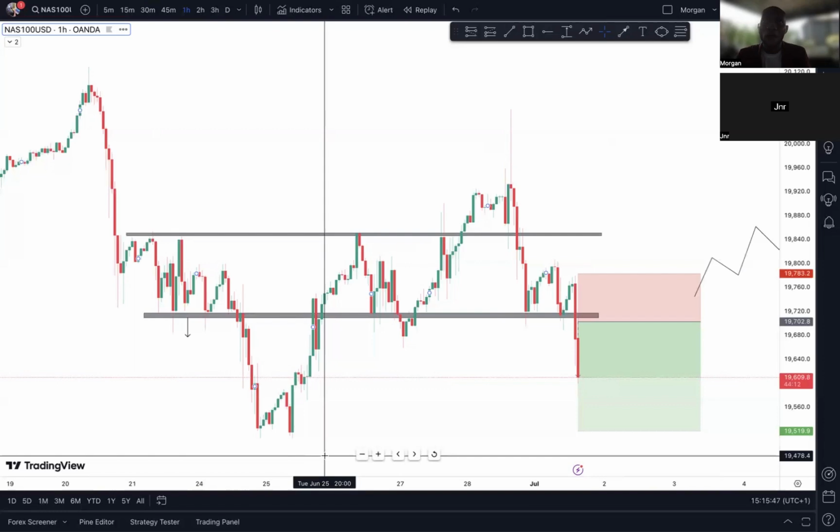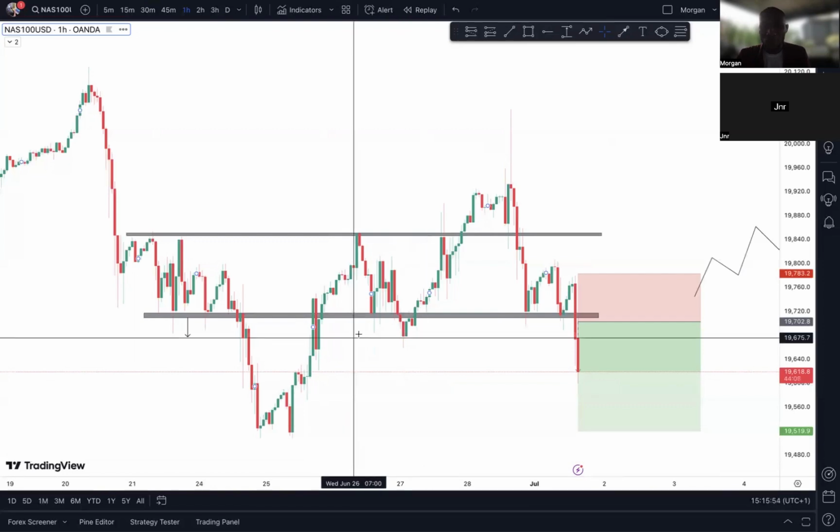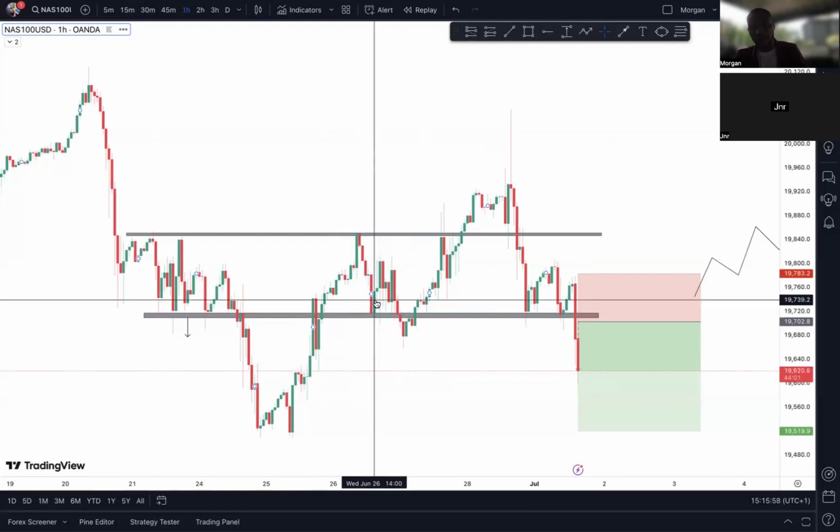But if you don't see a 1 hour closure, there's the chance that if you go to the 5 minutes time frame, you're going to see price closing under these levels on the 5 minutes time frame. But on the 1 hour, it's completely rejected itself, right?